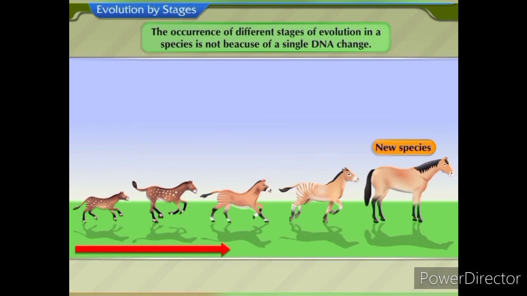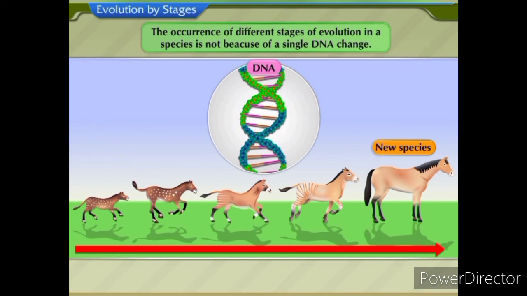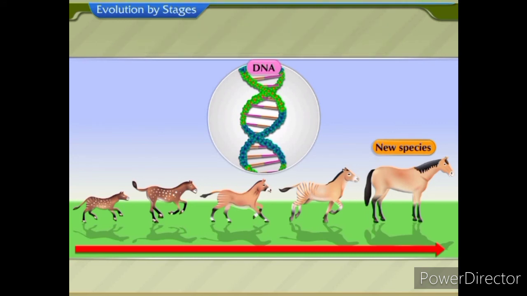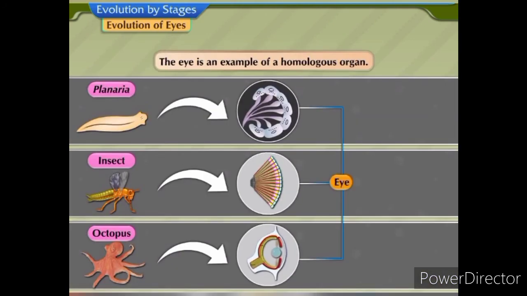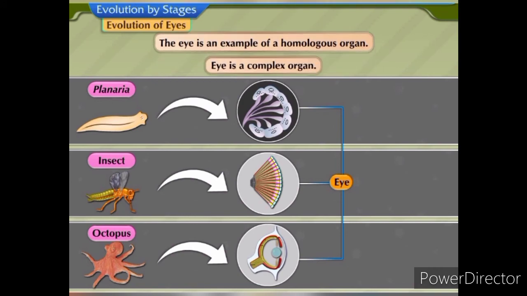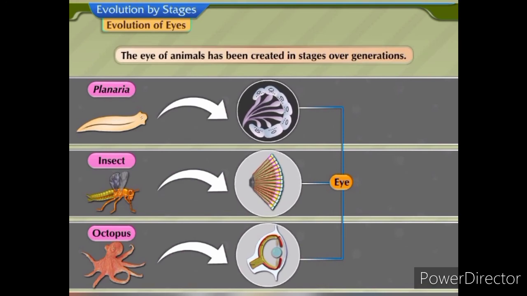The occurrence of different stages of evolution in a species is not because of a single DNA change. Let us understand this concept with the help of an example of the evolution of eyes and that of feathers in the organisms. Evolution of eyes. The eye is an example of a homologous organ. It is a complex organ. It has been created in stages over generations.